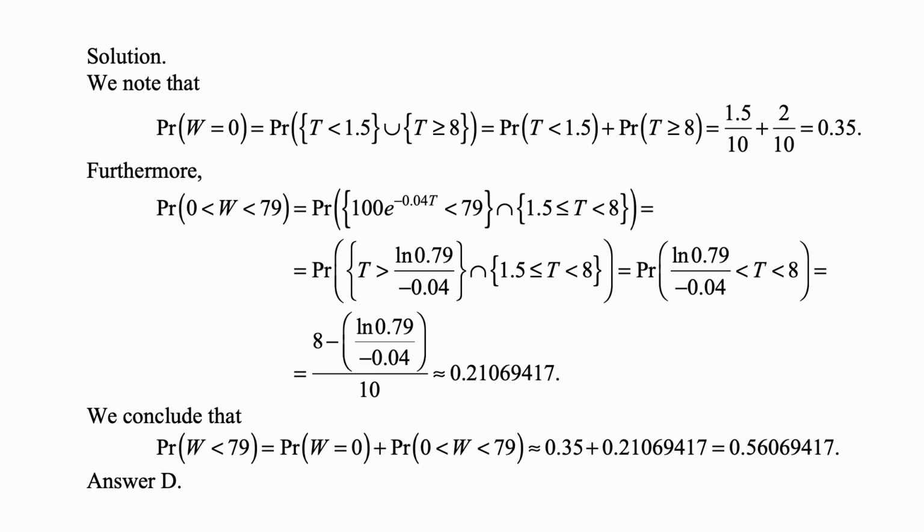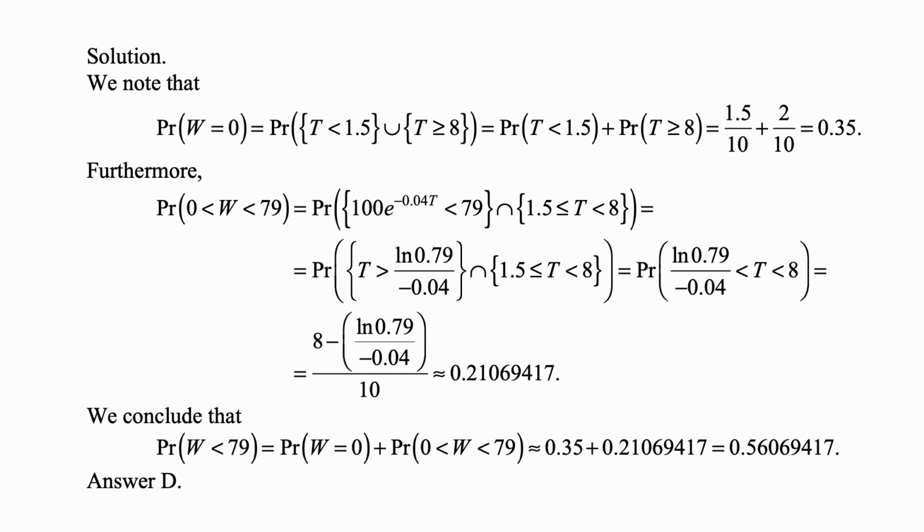Given that the probability distribution is uniform between 0 and 10, the probability that t is less than 1.5 is 1.5 divided by 10. The length of the interval where we have uniform distribution is 10, and the interval where t is less than 1.5 is of length 1.5. That's why this probability is 1.5 over 10, plus the length of the interval where t is greater than or equal to 8, which is from 8 to 10, so the length of it is 2. The probability that t is greater than or equal to 8 is 2 over 10. The total of these two is 0.35.